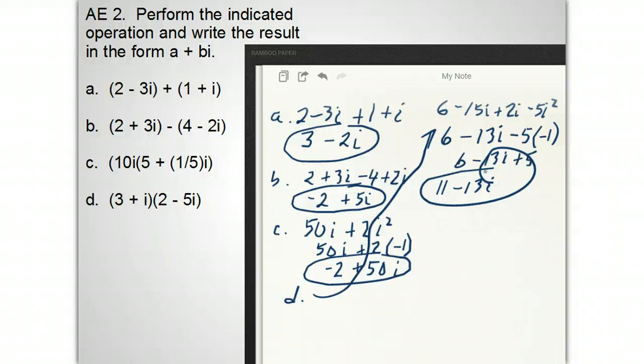That's kind of interesting. It's 11 minus 13i. So as you can see, these behave very similarly to when you're dealing with real numbers and you've got a variable that's taking the place of a real number. Let's clean this up. We got a few other examples to look at.